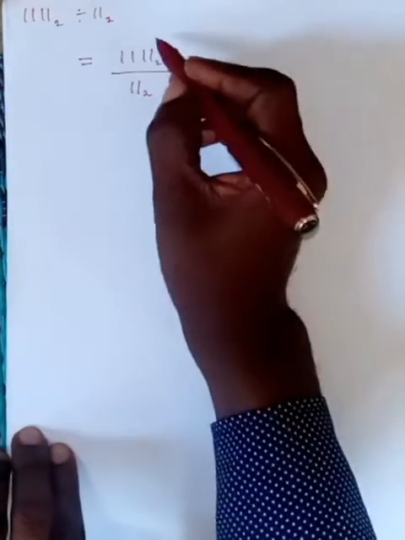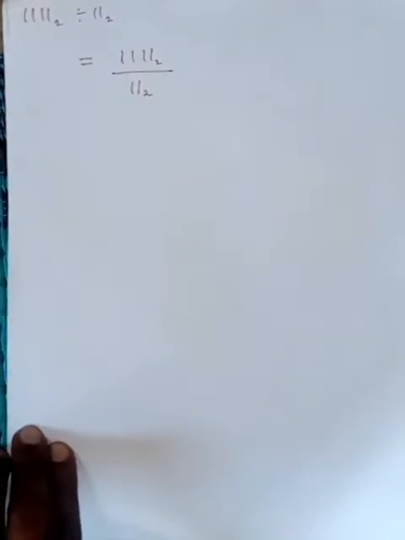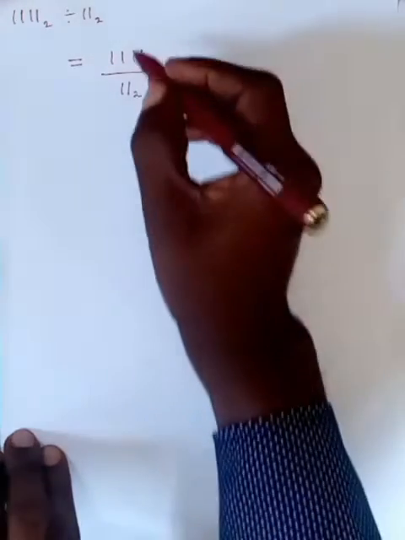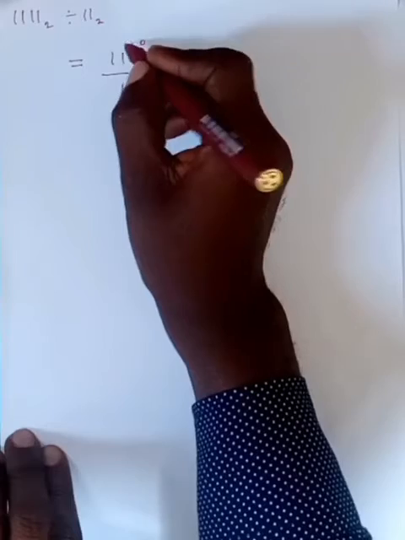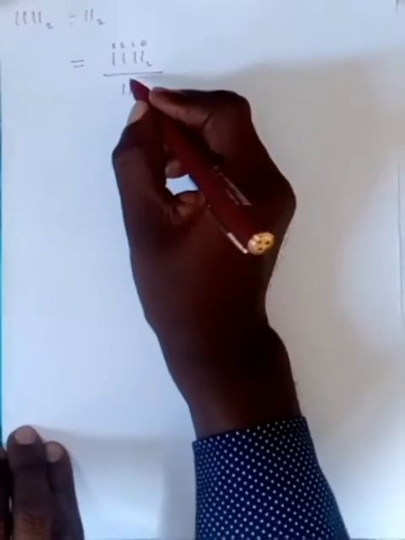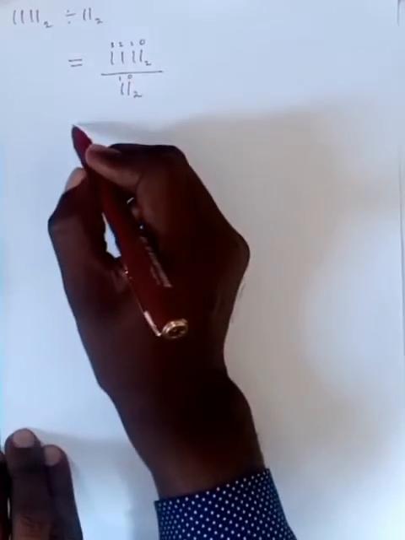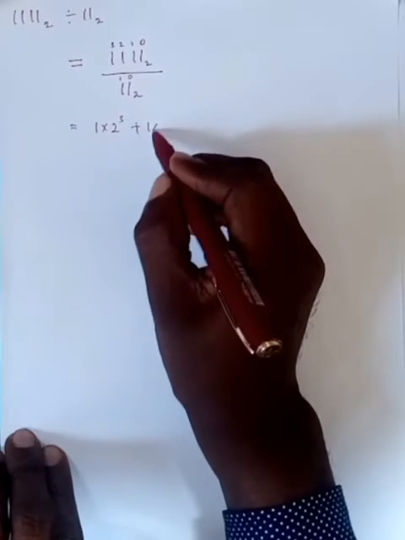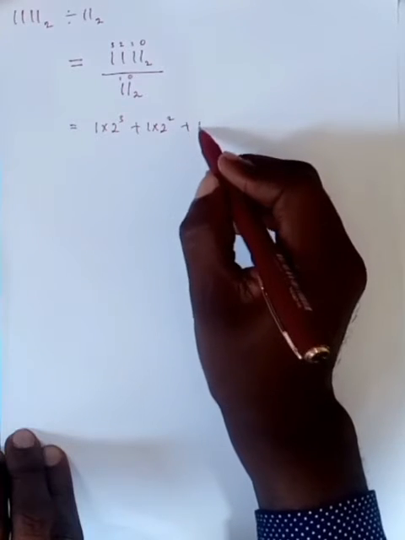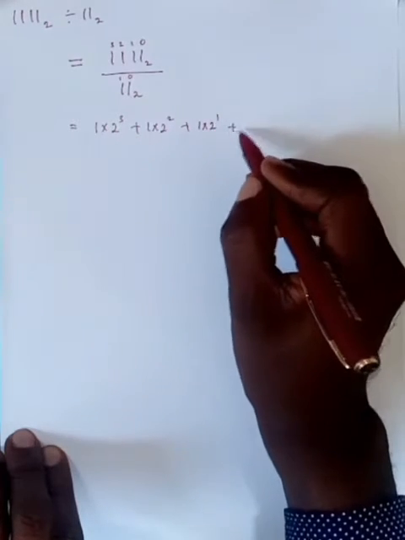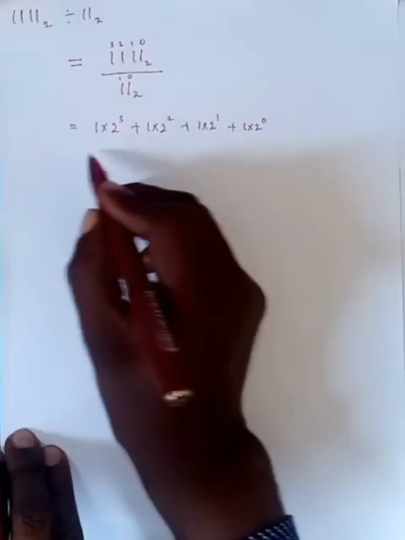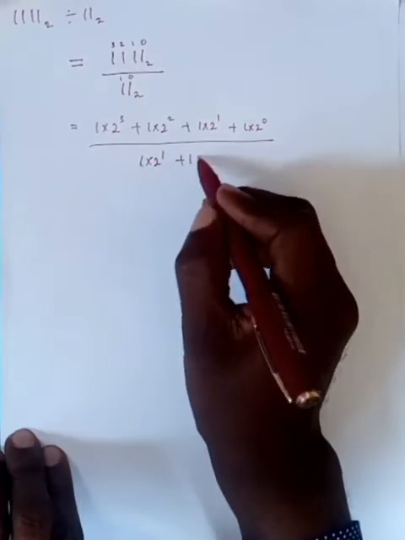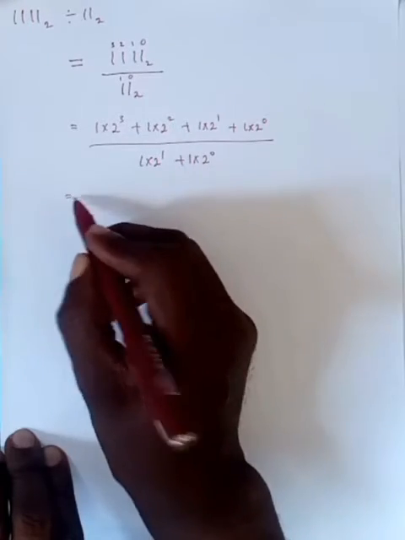Assigning of numbers, we must start from the back since we are dealing with what? A positive number. So this is going to be 0, 1, 2, 3, and this is going to be 0, 1. And that becomes 1 times 2 raised to power 3 plus 1 times 2 raised to power 2 plus 1 times 2 raised to power 1 plus 1 times 2 raised to power 0. Everything over 1 times 2 raised to power 1 plus 1 times 2 raised to power 0.